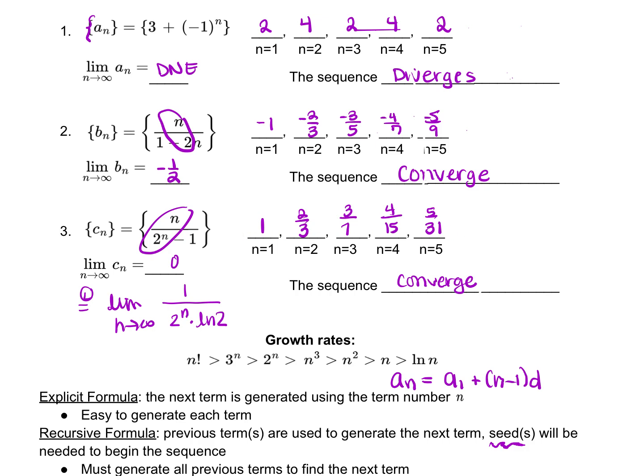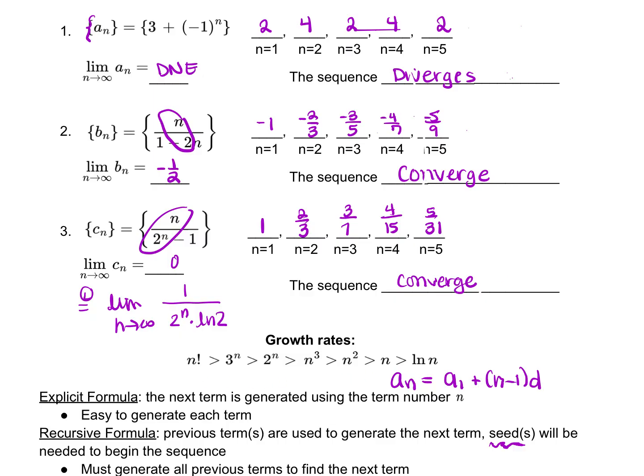The next thing we can look at, again, is the limit. Sometimes in Calc 2, instead of doing L'Hopital's, we just pay attention to the growth rates. So what grows faster? 2 to the n. This exponential is going to grow much faster than this n. So this limit is going to 0. Therefore, the sequence converges to 0 also.